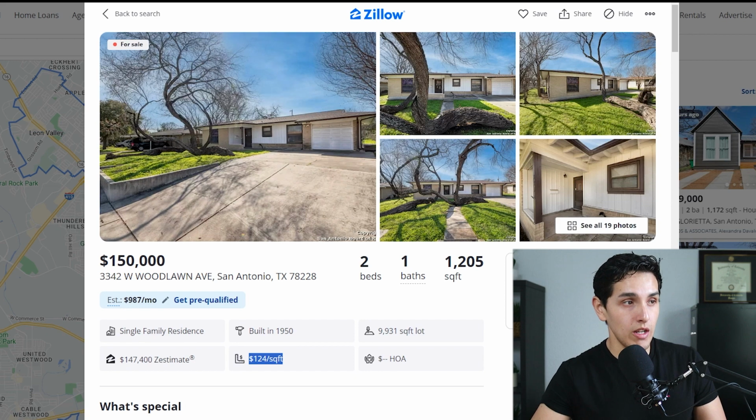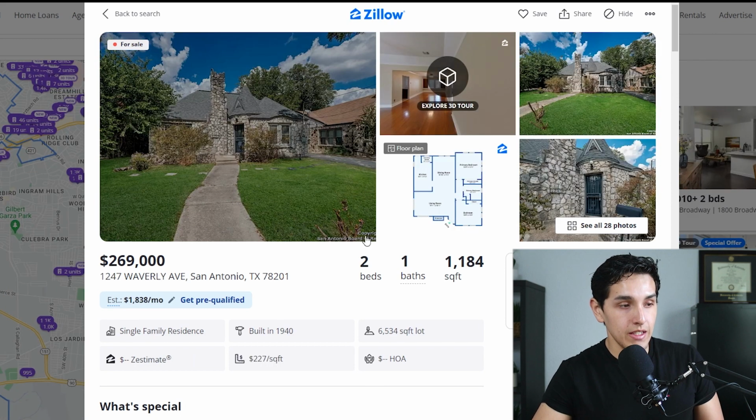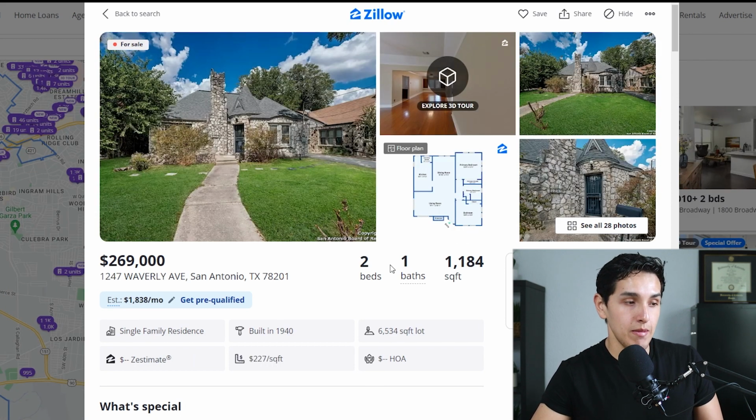On that note, we're going to take a look at other homes around the same square foot and the exact same bed and bathroom. This is the next home. It's a little bit smaller, same bed, same bath. However, as we can see, this house is $227 per square foot.